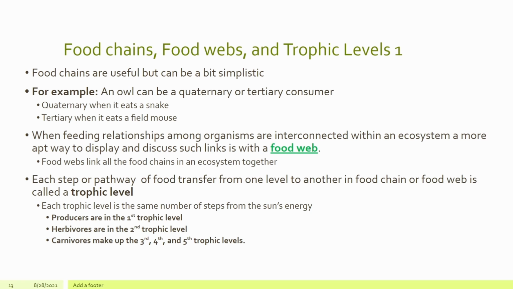And each step or pathway of food transfer from one level to another in a food chain or a food web, that's called a trophic level. And each trophic level is the same number of steps from the sun's energy. Producers are only one level away, so they're the first trophic level. Herbivores, which eat producers, are 2 levels away from the sun, so that's the second trophic level. And then carnivores are found in the 3rd, 4th, and 5th trophic levels, depending on the type of consumer they are.